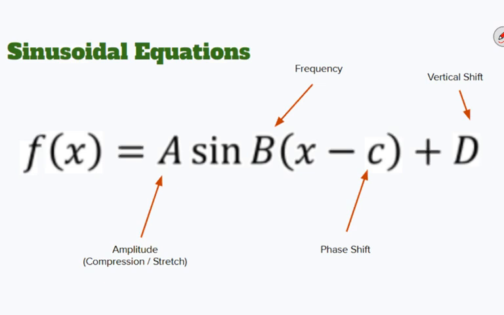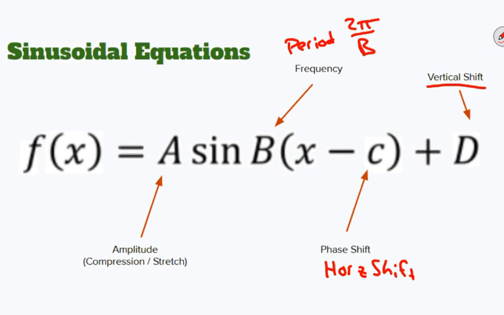Amplitude, how far up and down it goes, how far off the midline, above the midline and below the midline. Frequency will then let me know what the period is. Don't forget that's 2 pi over b when it comes to sine and cosine; for tangent it's pi over b. Phase shift is the horizontal shift. And then vertical shift, I'm just going to let it stand as it is.